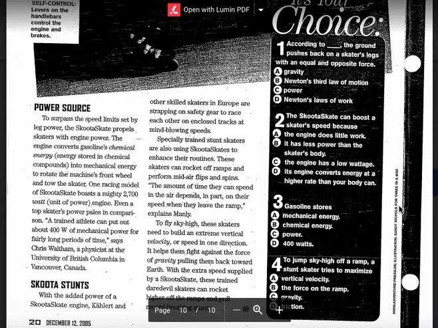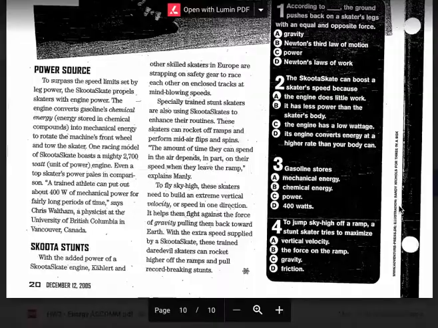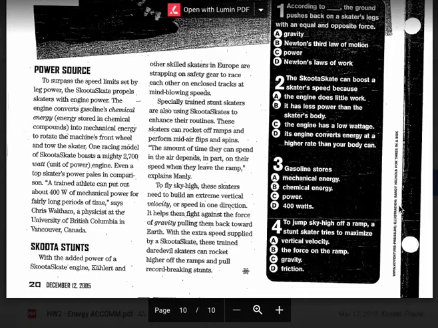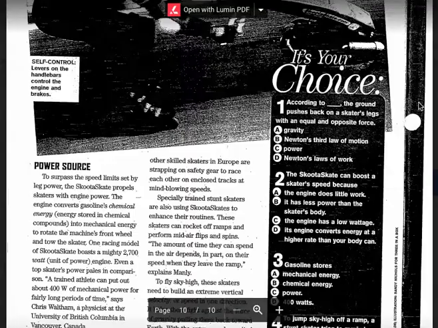Oh dear, I'm sorry. To fly sky high, these skaters need to build an extreme vertical velocity, or speed, in one direction. It helps them fight against the force of gravity, pulling them back toward Earth. With the extra speed supplied by a scooter skate, these trained daredevil skaters can rocket higher off the ramps and pull record-breaking stunts. That's it. Hopefully this helped you.